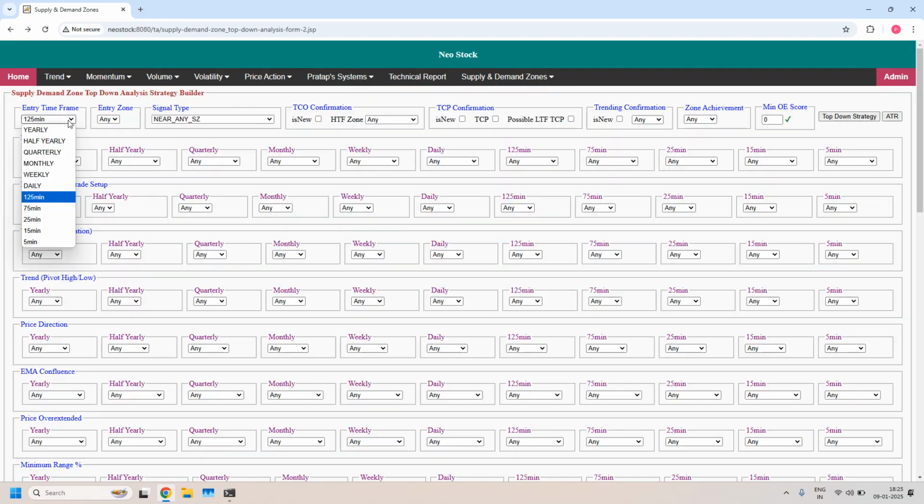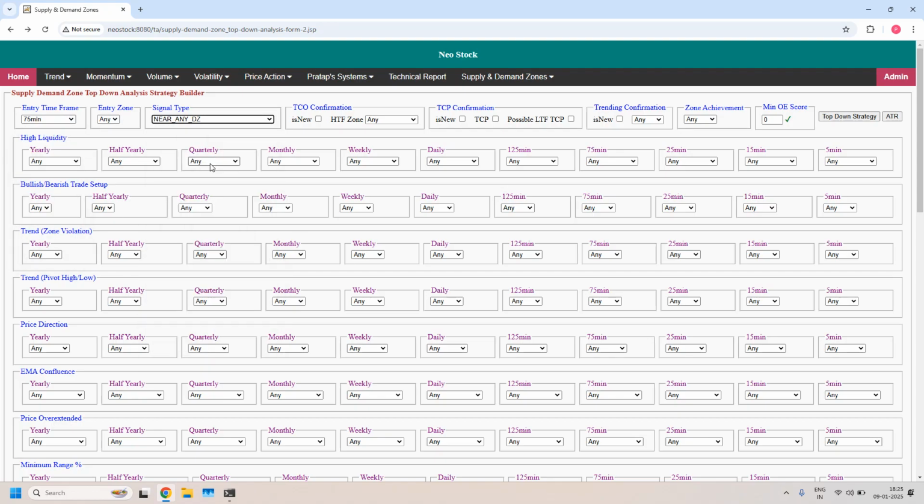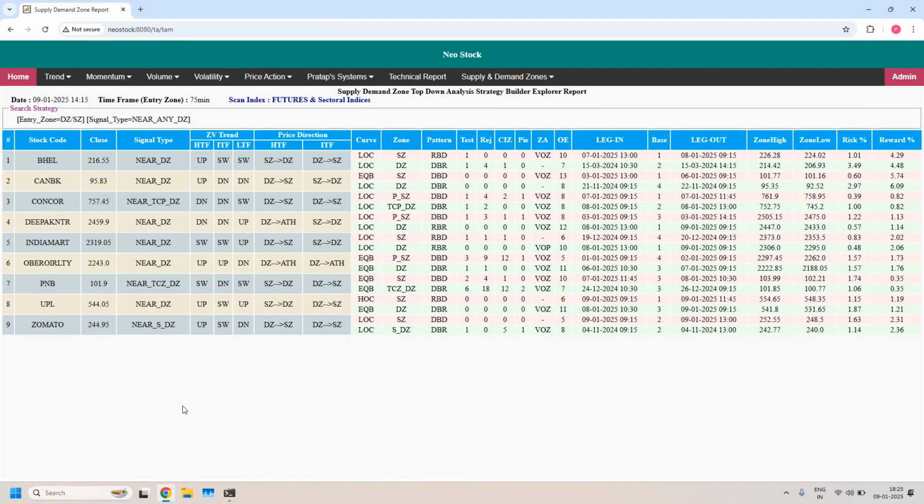Next time frame is 75 minutes. Entry time frame 75 minutes. Let us find the stocks near to the 75 minutes demand zone. We got 9 stocks are filtered. And out of these 9, how many are having high liquidity demand zones? And this is also pierced invalid zone. It's not valid. So we don't have any valid 75 minutes high liquidity demand zones in this list.